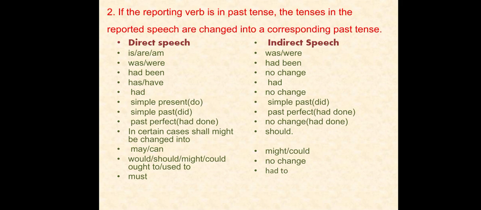When had been is there in the sentence, it means, children, you need not make any change. Same as has, have, if used in the sentence, then we need to change into had. If had is used, then it does not require any change. Any simple present tense verb, for example, do, will change into simple past did. Simple past did will change into past perfect had done. And when the past perfect tense verb had done is used, then it will not change.